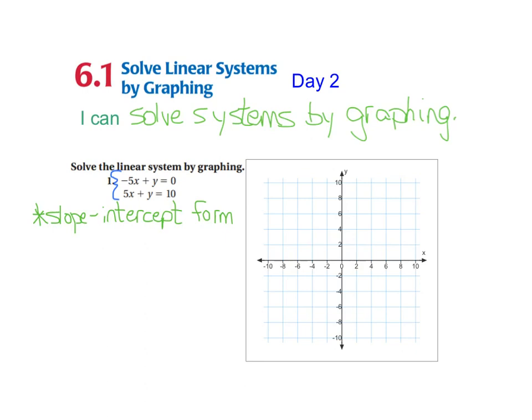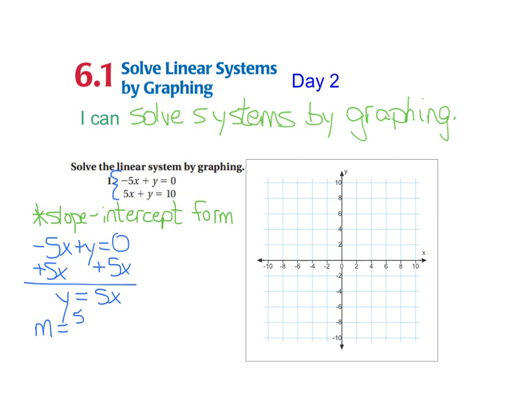So our first equation is negative 5x plus y equals 0. I'm going to add 5x to both sides. We've done this over and over and over. And we get y equals 5x plus 0. We don't write the 0. What is the slope of my line? 5 over 1. What's the y-intercept? 0. So I'm going to plot my y-intercept.